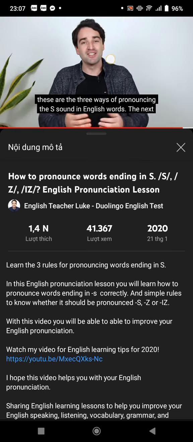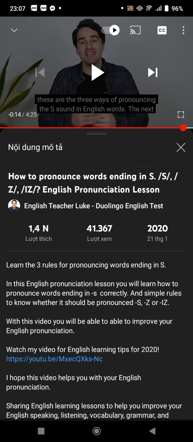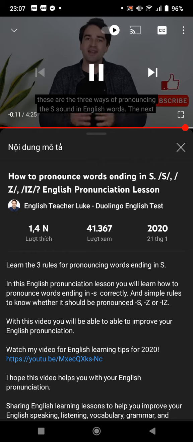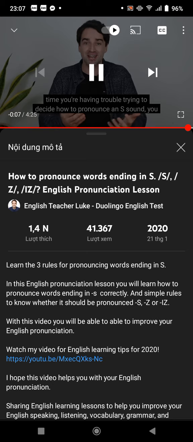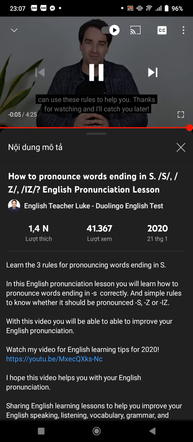So these are the three ways of pronouncing the S sound in English words. The next time you're having trouble trying to decide how to pronounce an S sound, you can use these rules to help you.